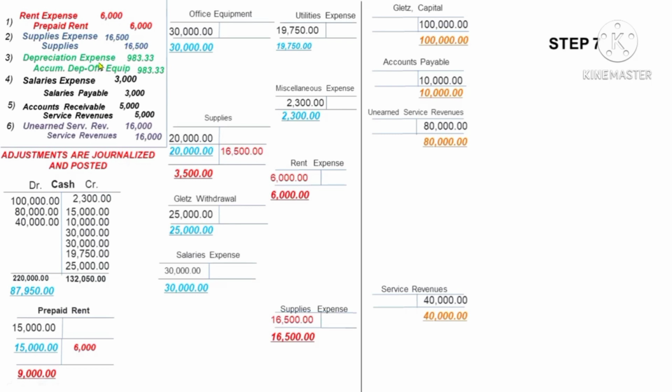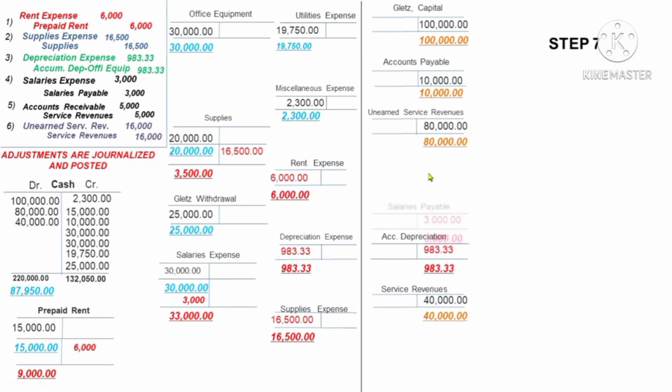Both has no T accounts yet, so let's make one for each of these. So we have the depreciation expense here and the accumulated depreciation here. The fourth adjusting entry is salaries expense 3,000 and salaries payable 3,000. Luckily we already have a T account for the salaries expense. We have here the 30,000. So we're going to add the 3,000 right here and it will become 33,000. The problem is we don't have any T account for salaries payable.